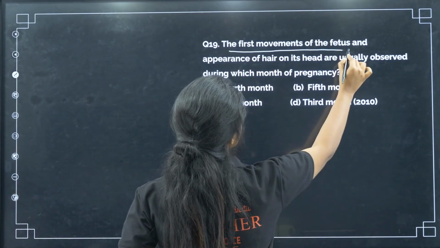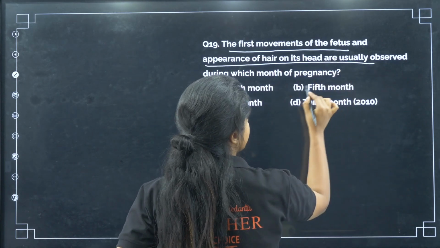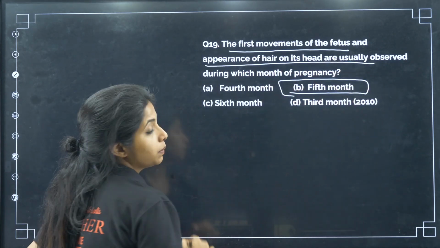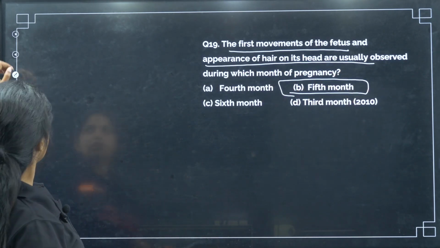So over here, the first movement of the fetus and appearance of hair on its head is usually observed during which month? It will be 5th month. B becomes your answer for this question.